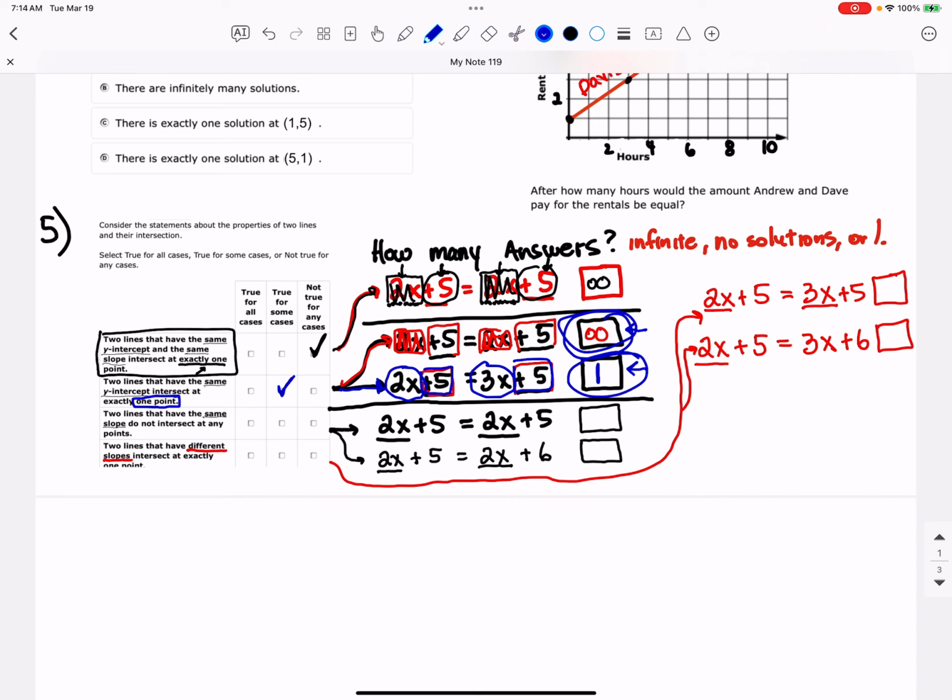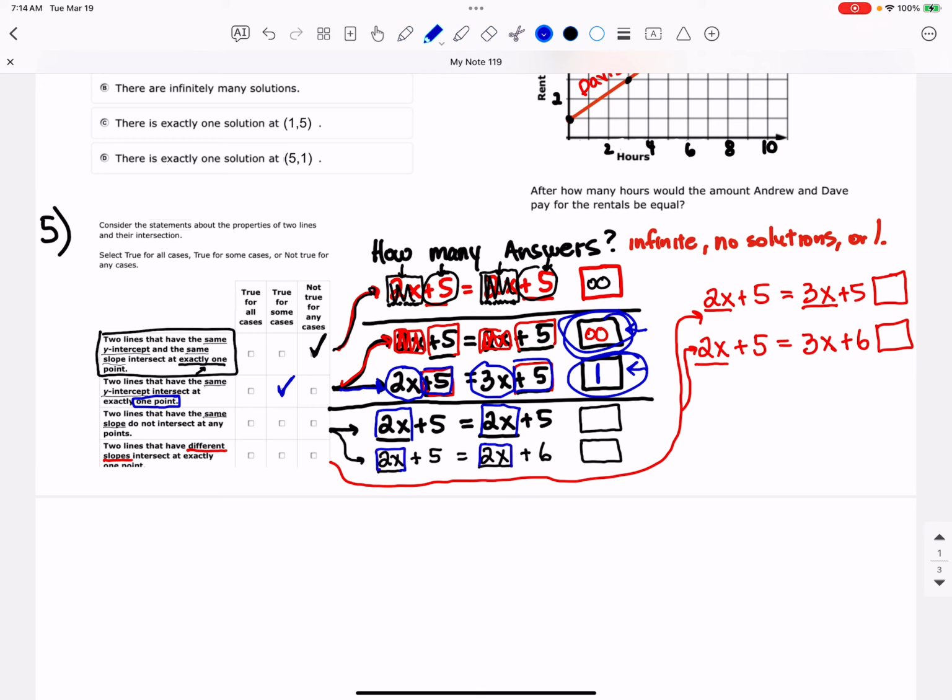All right, let's see. Two lines that have the same slope. So we're going to have the same 2x as their slope. It says do not intersect ever. Okay, but what if they have, so we have 2 equations. This one has the same slope. This one has the same slope. And then they don't say the back numbers are same or different. So what if they're the same? What if they're different? Well, over here the 2x's are going to cancel each other out, 5 equals 5, that's infinity. The 2x's cancel each other out, 5 equals 6, that's no solution.